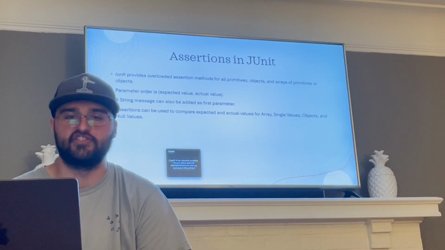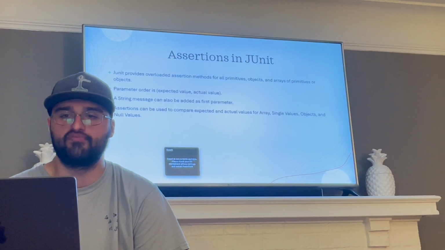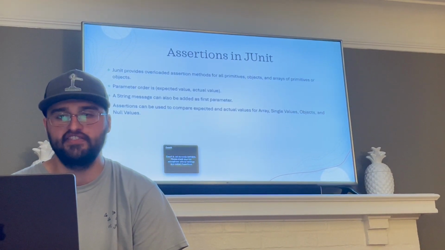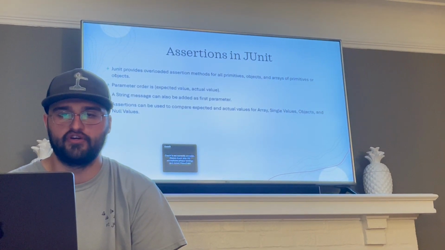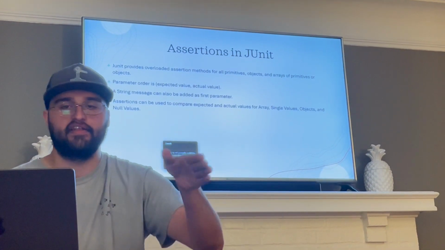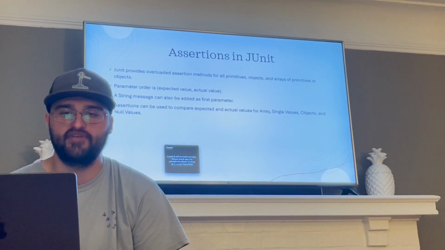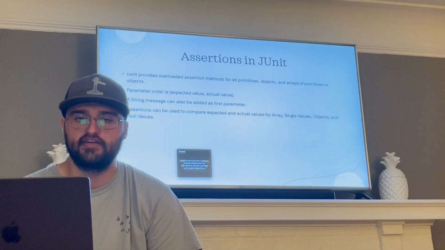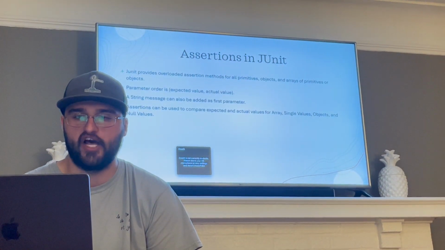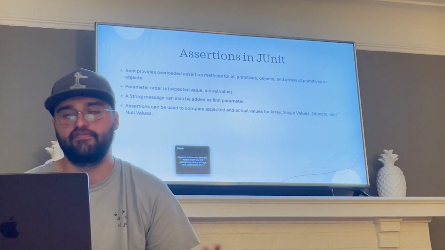Now, assertions in JUnit. JUnit provides overloaded assertion methods for all primitives, objects, and arrays of primitives or arrays of objects. Parameter order is expected value and then actual value. A string message can also be added as a first parameter. Assertions can be used to compare expected and actual values for arrays, single values, objects, and null values.